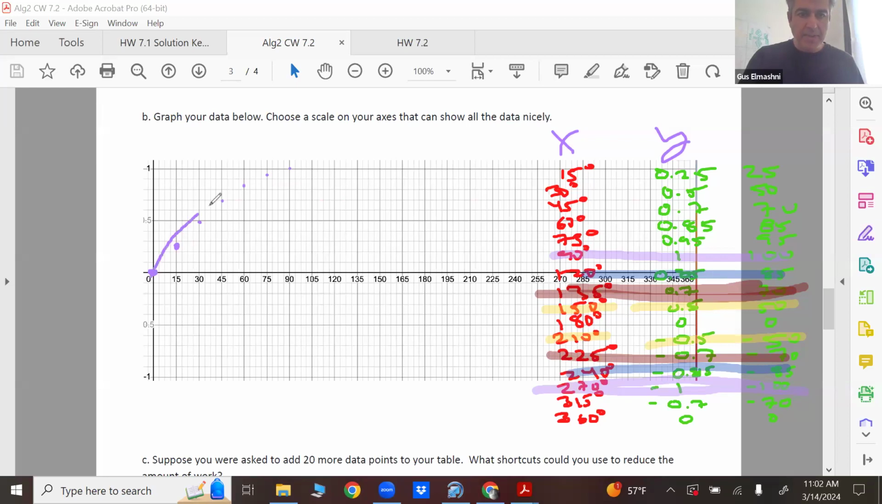So the curve kind of looks like this so far. Then at 120, I should get 0.85. What would you get for 75? 0.95. At 135, I should get 0.7. At 150, I should get 0.5. At 180, I should get back down to 0. Okay.